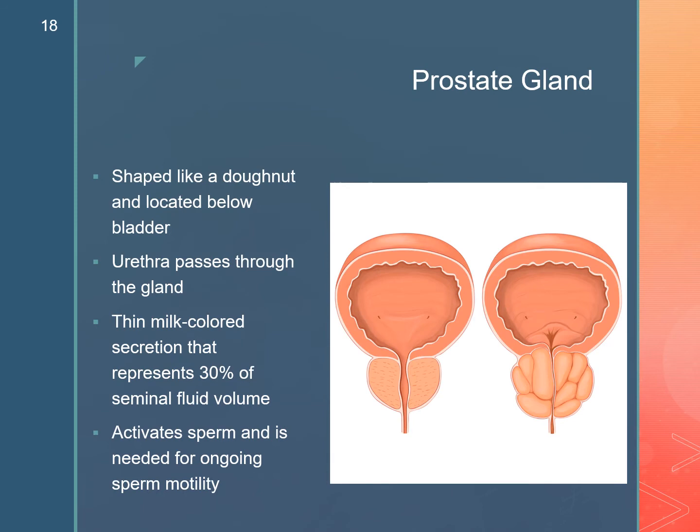Now, the prostate is shaped like a donut, and it sits right below the bladder. And there is a part of the urethra, as I said before, that passes through the prostate gland. Now, the prostate is this very lobulated gland that secretes about 30% of the seminal fluid volume, and it activates the sperm and is needed for ongoing sperm motility.